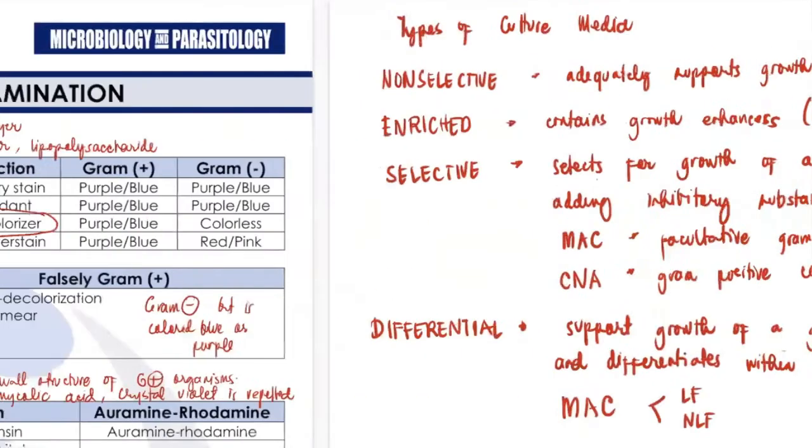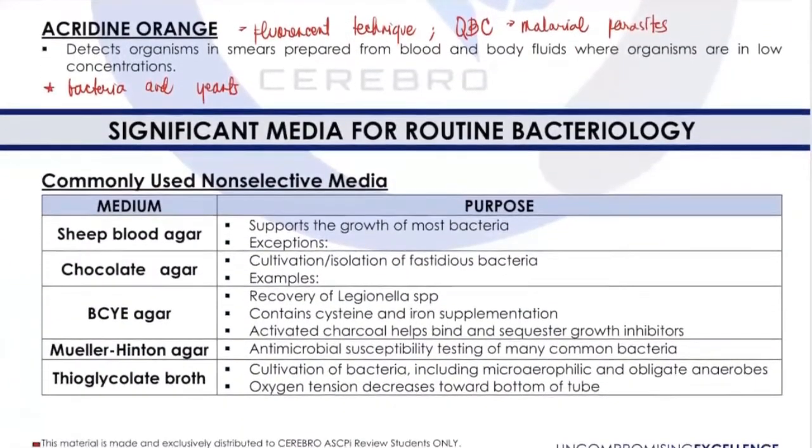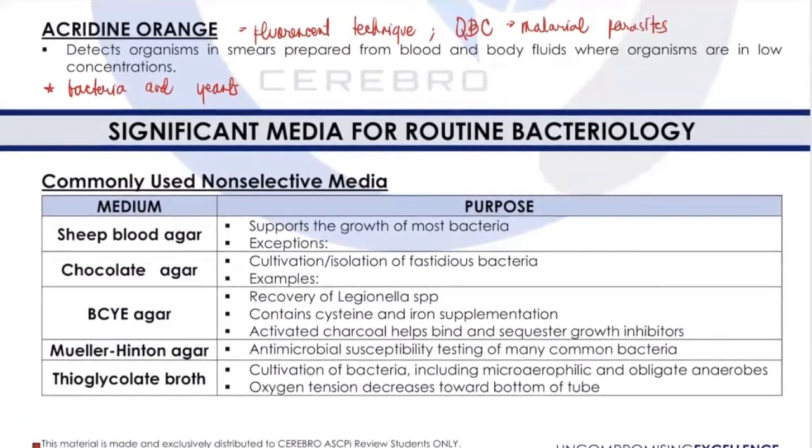Okay? So I have here a list of the commonly used non-selective media. When we say non-selective, it supports growth of most organisms. So for example, we have sheep blood agar. It supports the growth of most bacteria. However, it has some exceptions. So which organisms do not grow on our sheep's blood agar, or SBA or SBAP? We have Neisseria gonorrhoeae, Haemophilus influenzae, and Legionella.